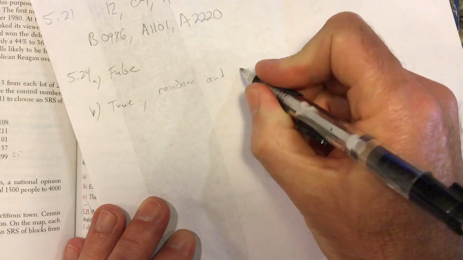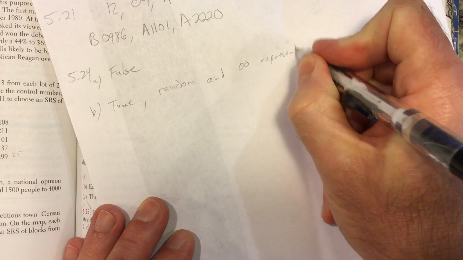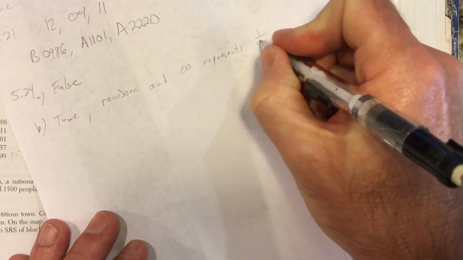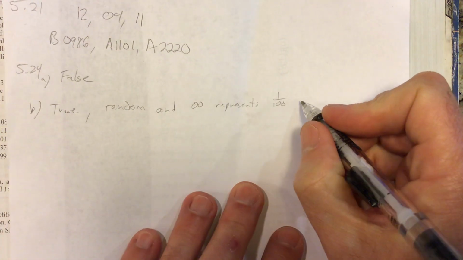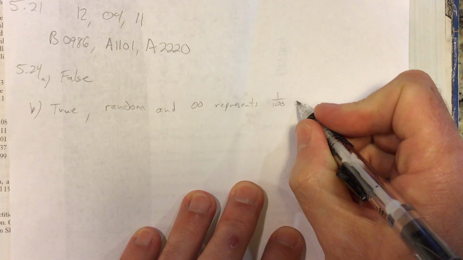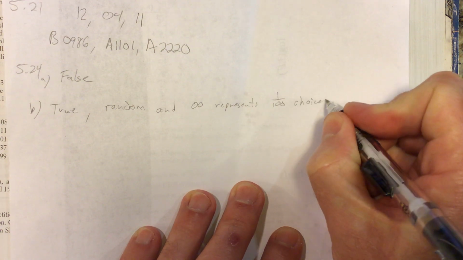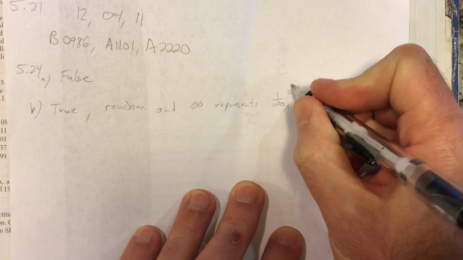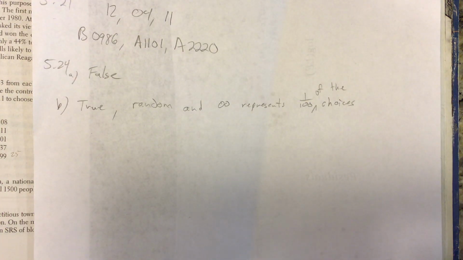And 0, 0 represents 1 out of 100 of the choices, right? Because we have 0, 0, 0, 1, 0, 2, 0, 3, blah, blah, blah, all the way up to 9, 9. So it is a 1 in 100 chance since it's random.